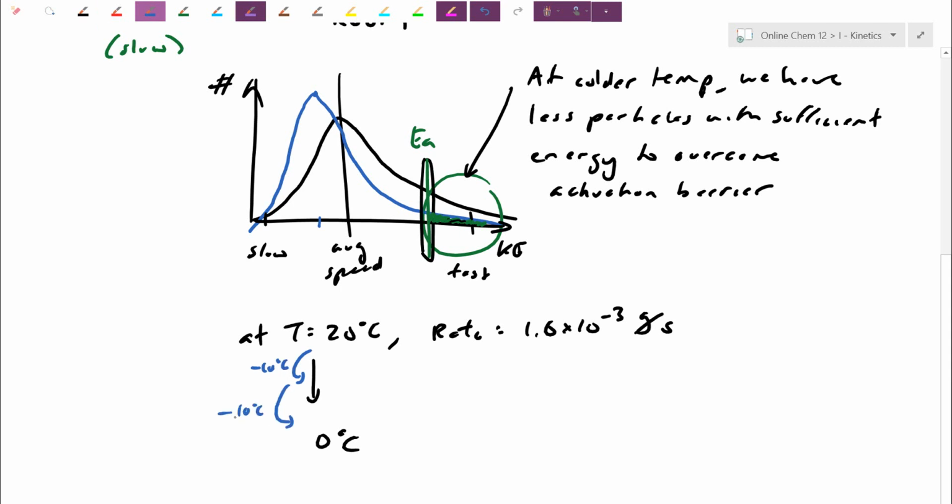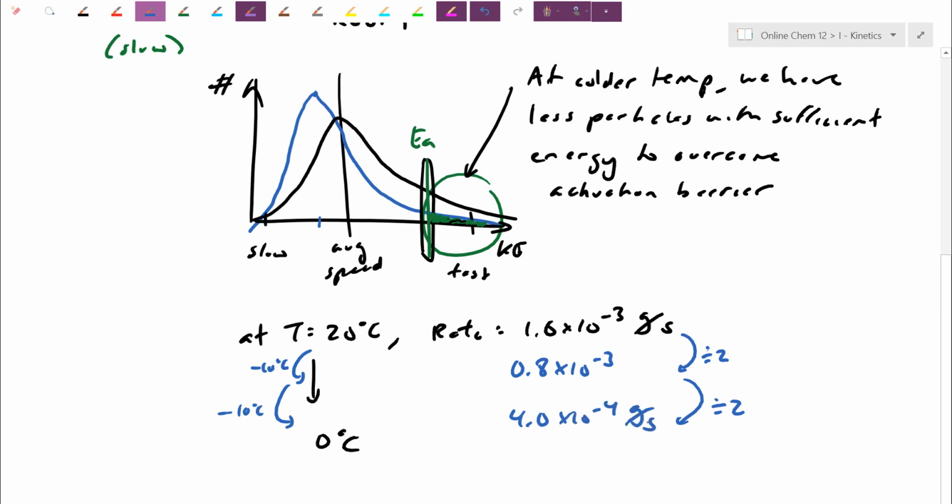Using the rule of thumb here, if an increase of 10 degrees for a slow reaction doubles the rate, you can imagine the rate divides by 2 for the first part, divides by 2 again. So if you have nothing else to go on, 1.6 e negative 3 divided by 2 gives you 0.8 times 10 to the negative 3, or your calculator will give you 8 times 10 to the negative 4, divided by 2 again. So this one here is 4.0 times 10 to the negative 4.